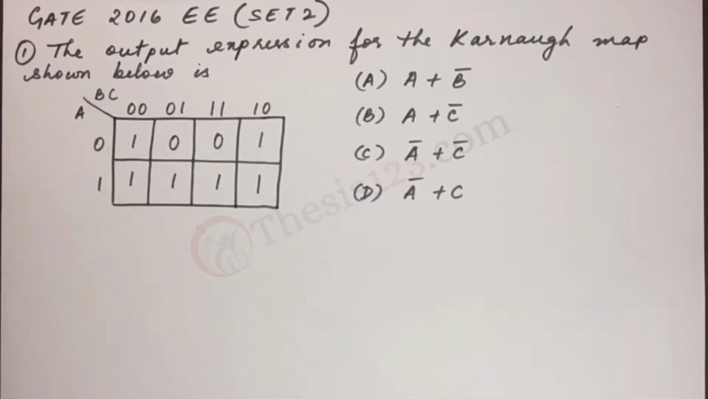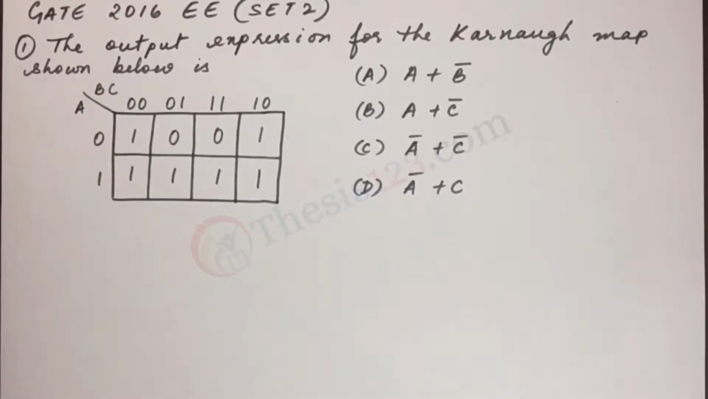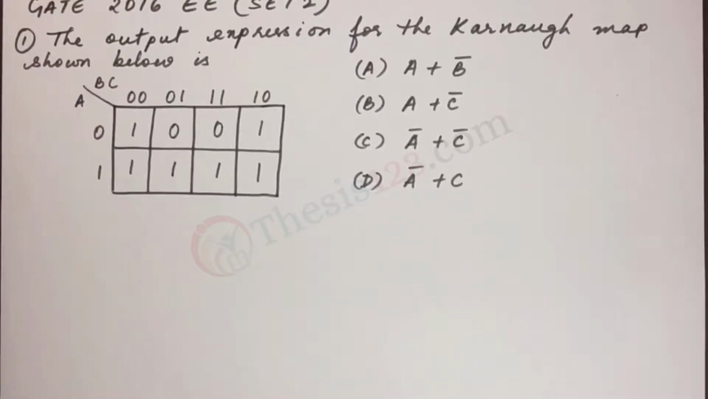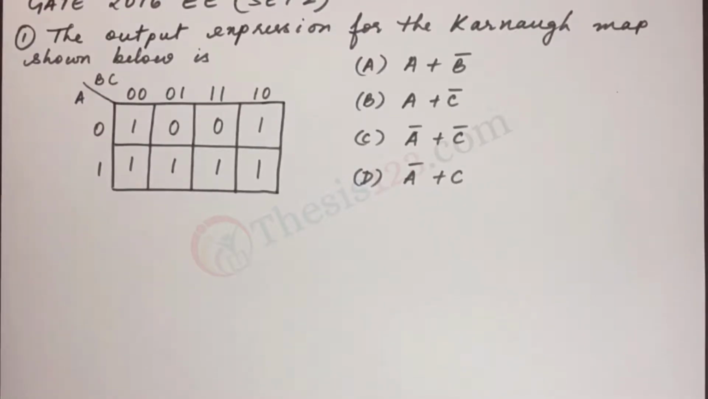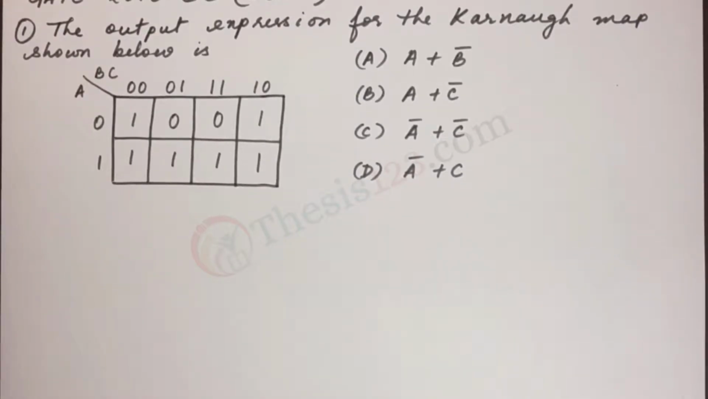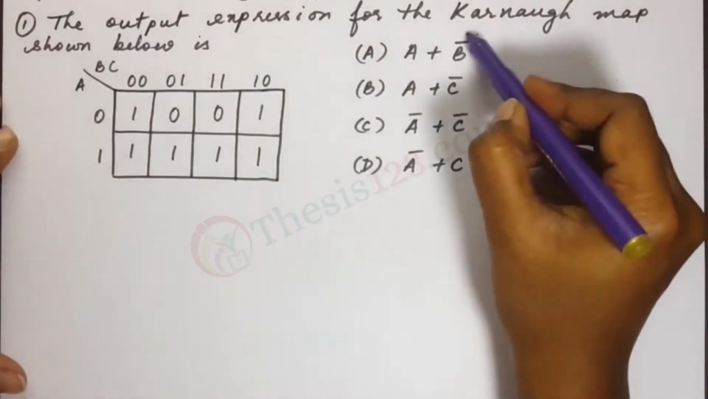Having covered GATE 2016 for the electrical branch SET1, in this series we are going to start with SET2 of the 2016 paper, and here is question 1. The output expression for the kernel map shown below is A, B, C, D. We have been given 4 different options.